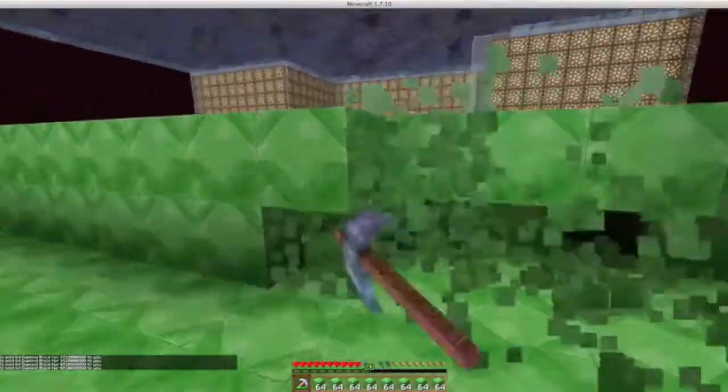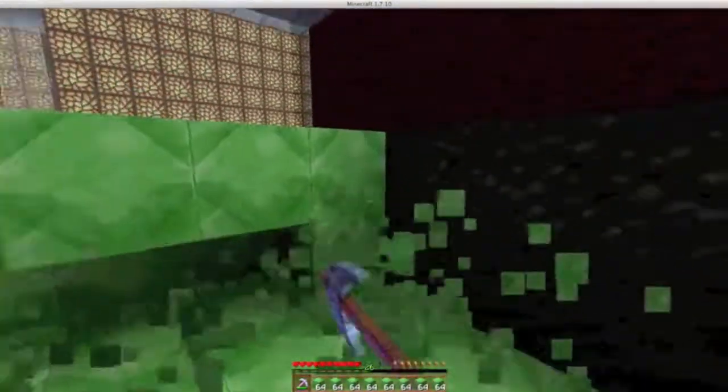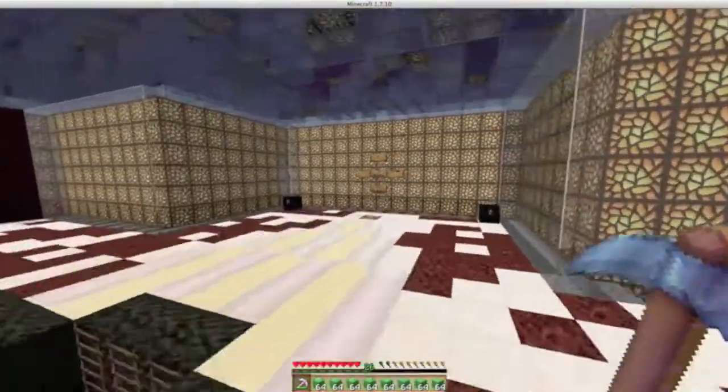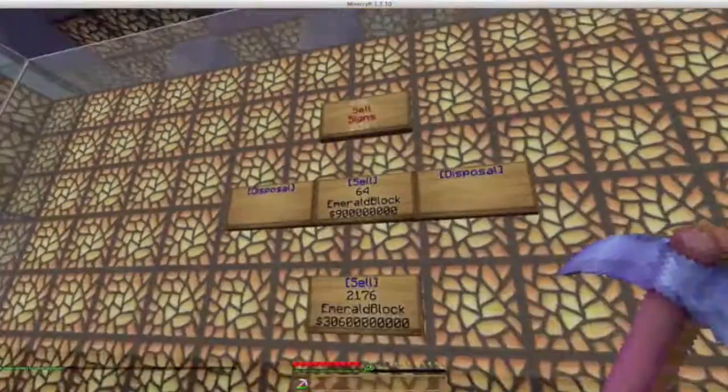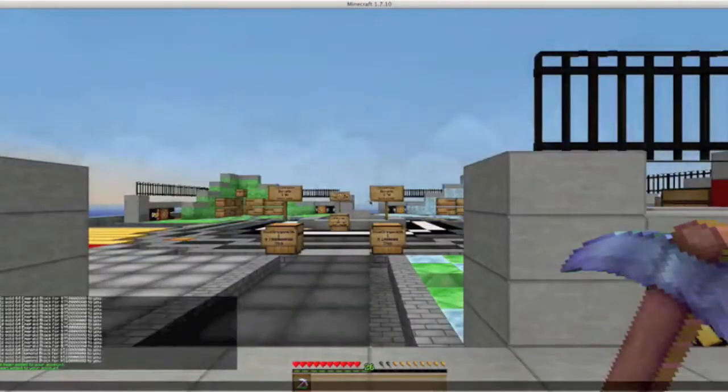So yeah, if y'all want to join the server, I also have an op shop that y'all can sell to. Full inventory already. Okay, so I'm going to start working on my plot.